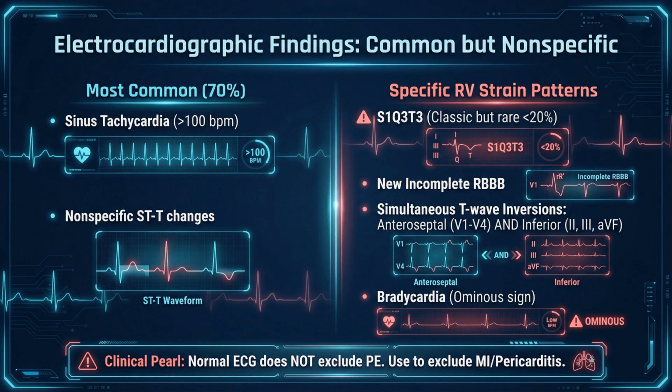Another pattern to watch for is a new incomplete right bundle branch block, which indicates conduction delay in the right ventricle. Simultaneous T-wave inversions in the anteroseptal leads, V1 to V4, combined with inferior leads, 2, 3, aVF, also suggest significant right ventricular strain. Finally, bradycardia, although rare, is considered an ominous sign and may reflect severe hemodynamic compromise. A crucial clinical pearl here: a normal ECG does not exclude pulmonary embolism.